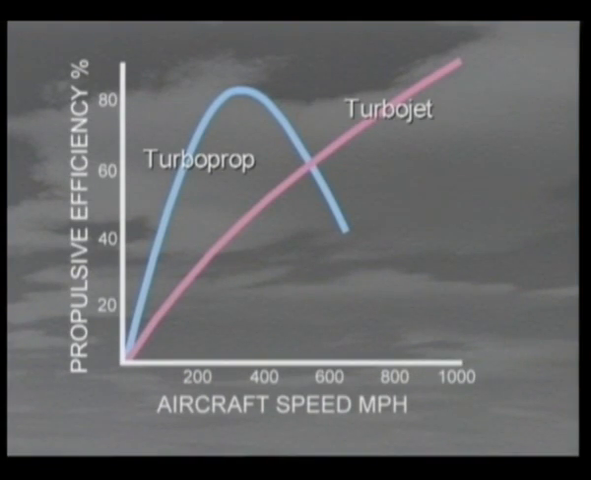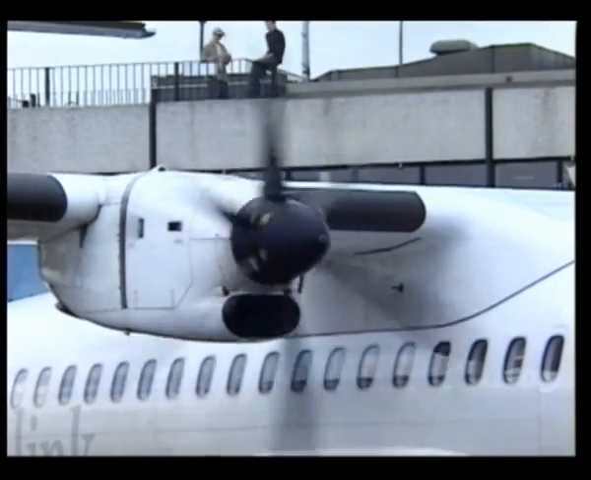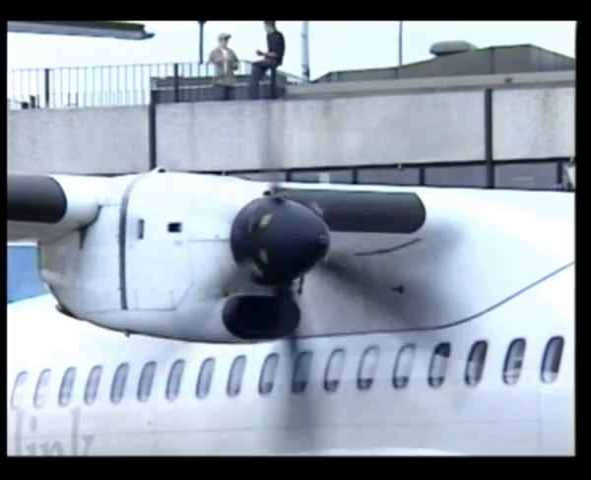Turbojet propulsive efficiency rises continuously with increasing speed. However, turboprop propulsive efficiency, although better than the turbojet initially, falls off between 350 to 400 knots. This is because of increased drag produced by shock waves at the propeller blade tips.